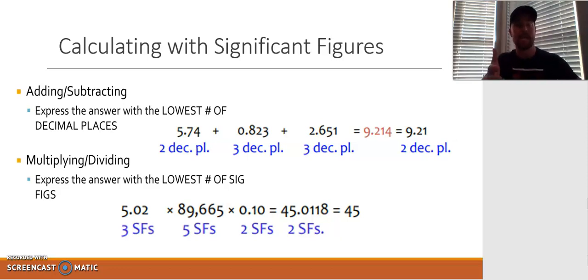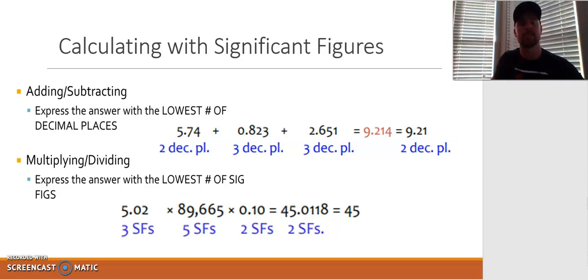So with that being said, there are two sets of rules when it comes to significant figures. It depends on what you're doing, whether you're adding and subtracting or multiplying and dividing. 90% of the time in chemistry, you'll probably be multiplying or dividing. Nevertheless, adding and subtracting does happen, obviously, and it does have a different set of rules. So we want to make sure we keep that separate.